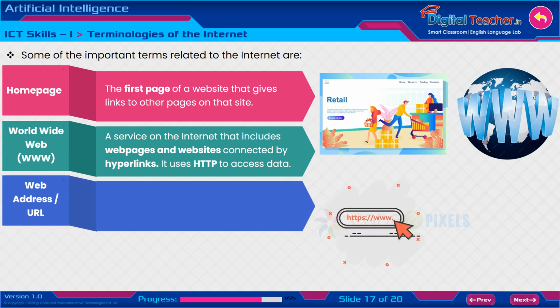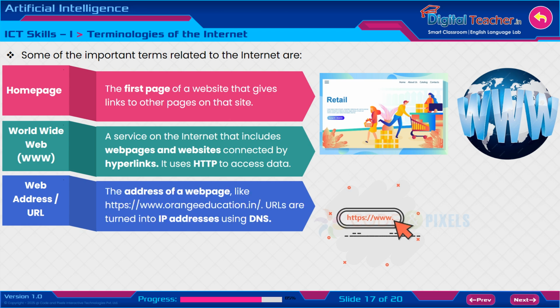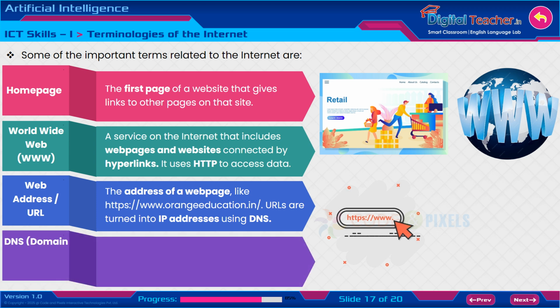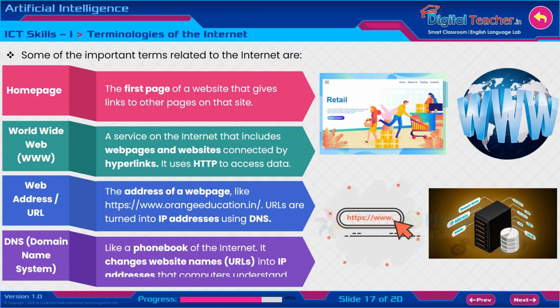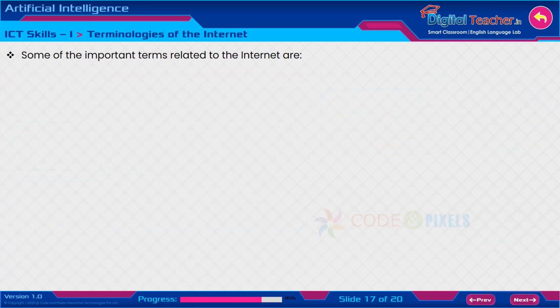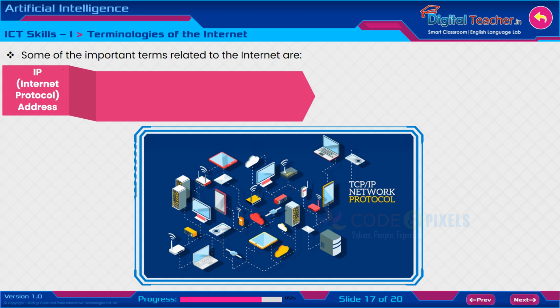Web address or uniform resource locator, the address of a web page. URLs are turned into IP addresses using DNS. DNS, like a phone book of the Internet. It changes website names into IP addresses that computers understand. IP address, a unique number given to every device on a network. It helps send data to the right place.